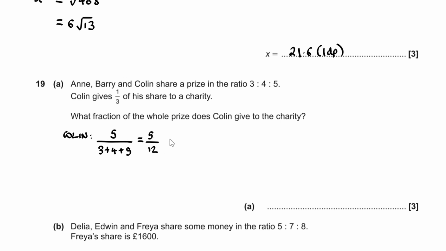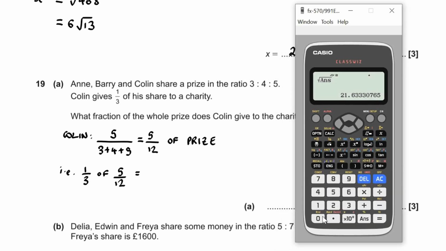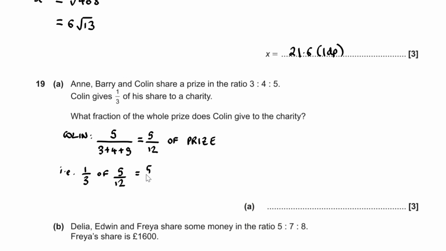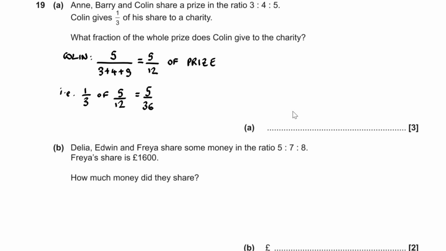So Colin has 5/12 of the prize. And therefore the amount he gives to charity is a third of this. So we've got 1/3 of the 5/12. If we work this out, we've got 1/3 multiplied by 5/12, which is 5 over 36. So we end up with 5 over 36 as our fraction.